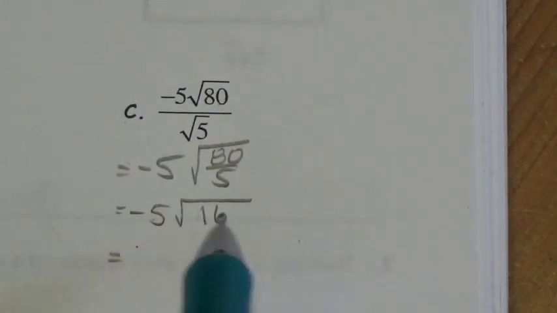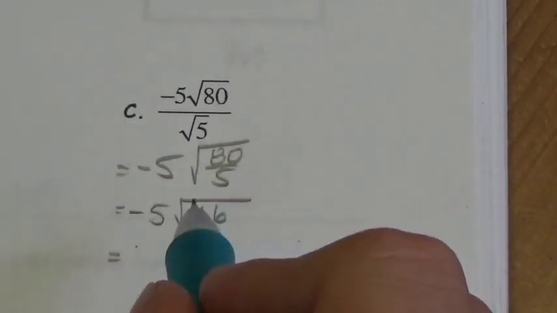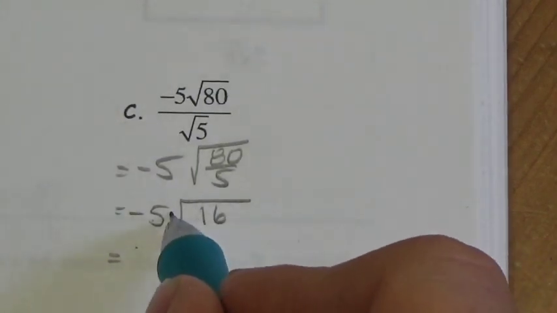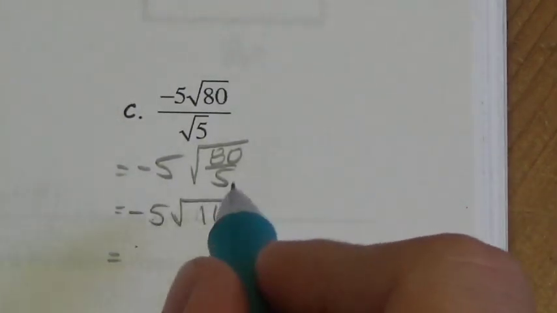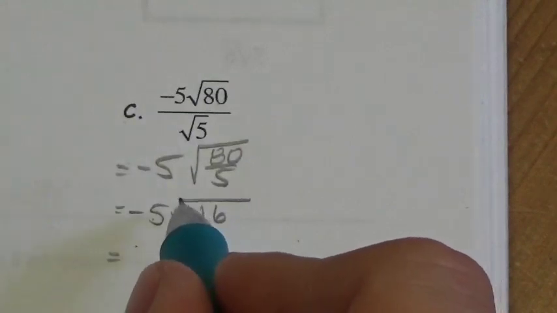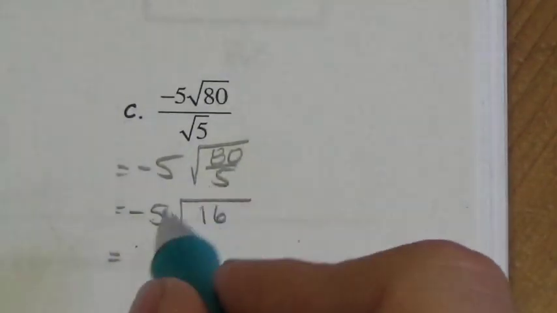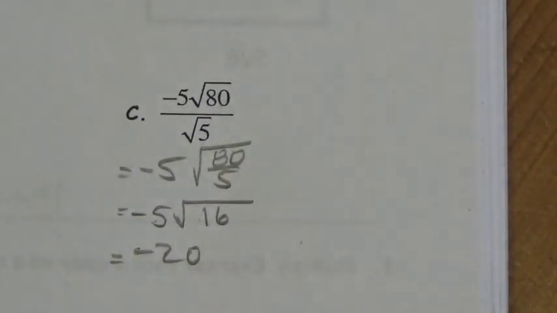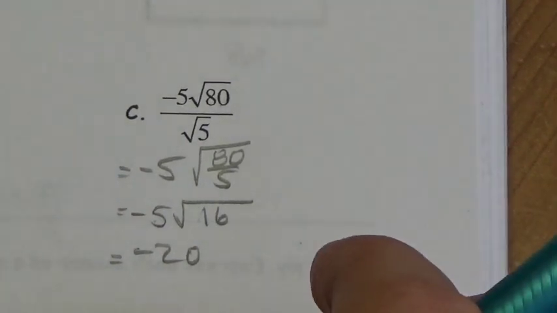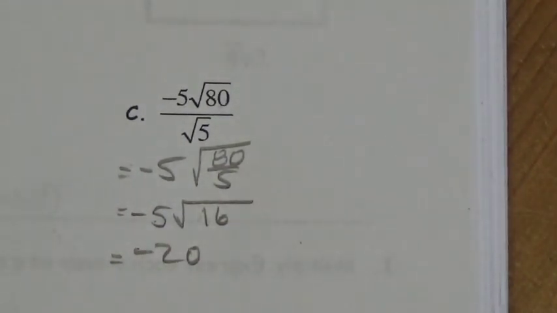Now I could write that all out with writing out the 2 times 2 times 2 times 2. But you should have enough experience at this point to realize that the square root of 16 is 4, so this is negative 5 times 4, negative 20. 16 is just one of those numbers that comes up so frequently that you should be fairly familiar with it.